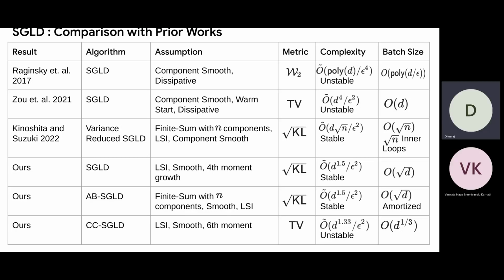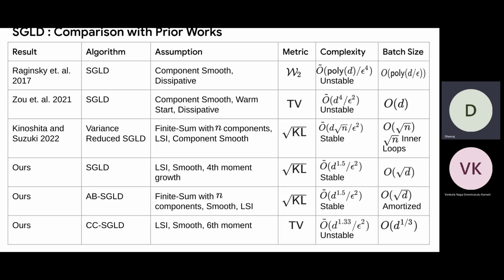Okay, there are adaptive batch sizes, which removes this fourth moment growth condition and actually connects with variance-reduced SGLD, and we get the same kind of complexity. And we have this covariance corrected SGLD which I introduced, which actually further improves the batch size to d to the 1/3, and we can sample in d to the 4/3 over epsilon squared. So we can see the advantages of using covariance correction.